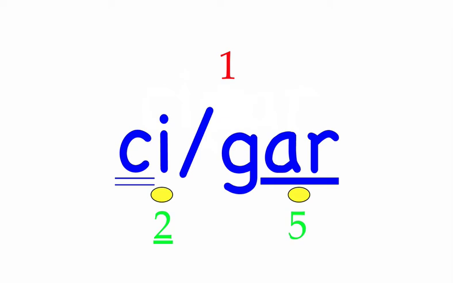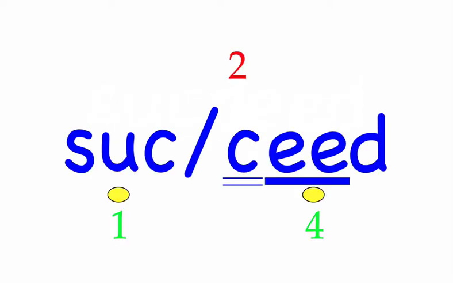Succeed. You will succeed if you keep trying. Suck, three sounds: S, U, K. Seed, three sounds: S, E, D. Succeed. Mark the word.